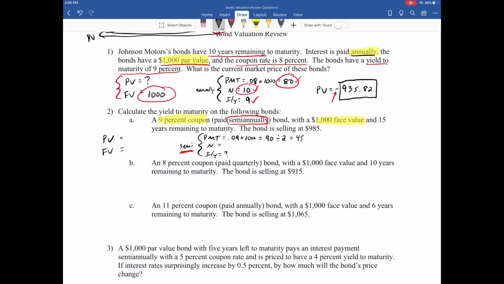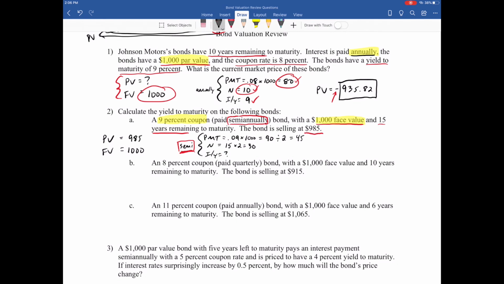Let's just go in order of what's provided here in the details. We have a $1,000 face value. That is the future value amount, the amount that I will receive at maturity. I have 15 years until maturity. So N is your number of periods until the bond matures, 15 years, but once again, it needs to be input on a semi-annual basis. So how many semi-annual periods are there per year? Just 2. So a total of 30 periods remain in this bond. And then the present value is what the bond is currently selling for. In this case, the bond is currently selling for $985.